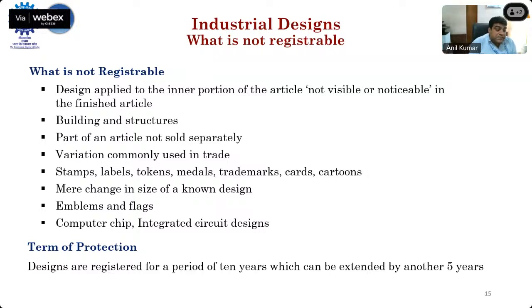If we talk about the duration of the protection granted under industrial designs, the initial registration is given for 10 years, which can be extended by another 5 years. So the maximum protection available under this law is 15 years, renewable for 5 years after the initial 10 years.